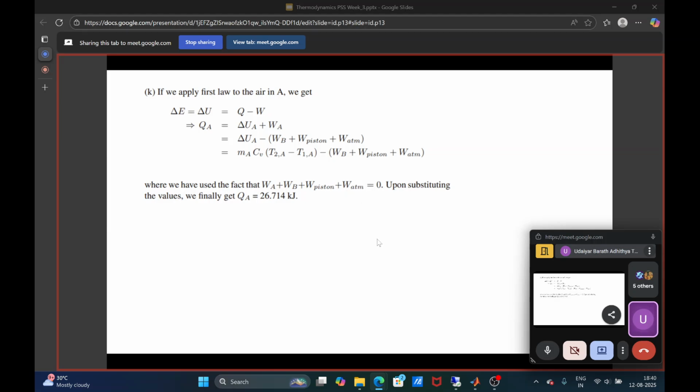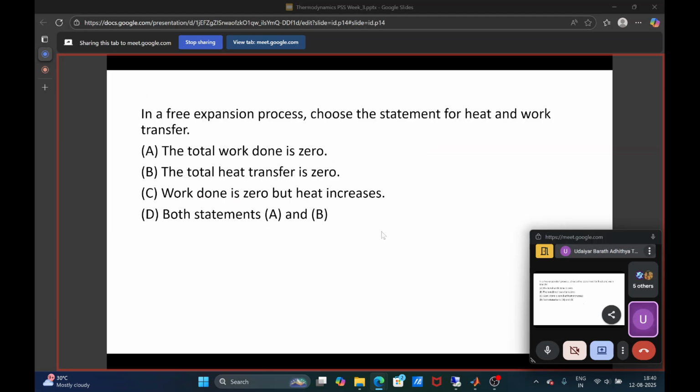So moving on, the next question. It's a simple MCQ: in a free expansion process, choose a statement for heat and work transfer. So what do you think is the correct option? Option A, the total work done is 0. B, the total heat transfer is 0. C, work done is 0 but heat increases. D, both statements A and B.